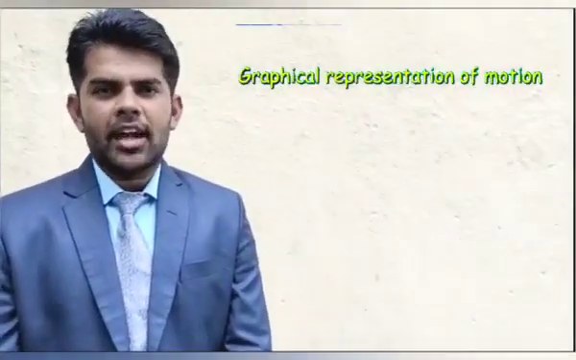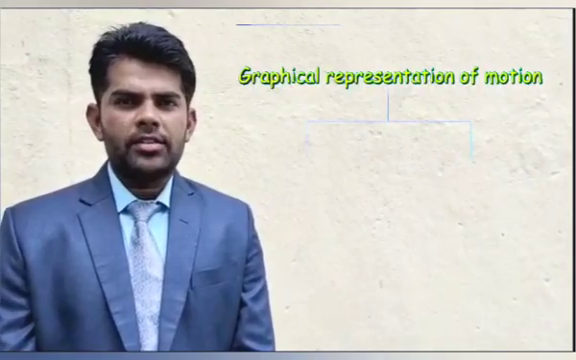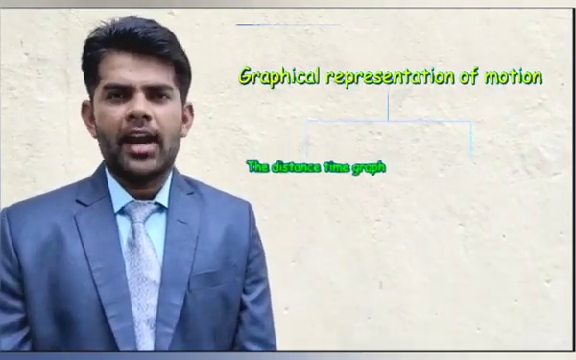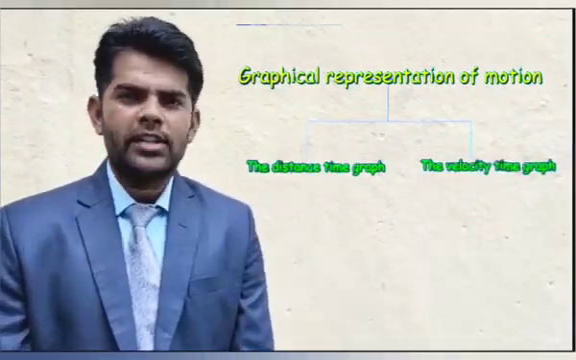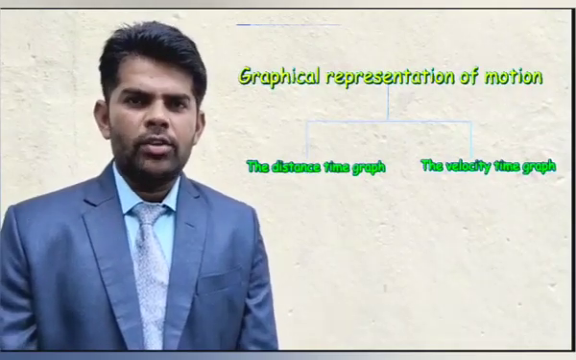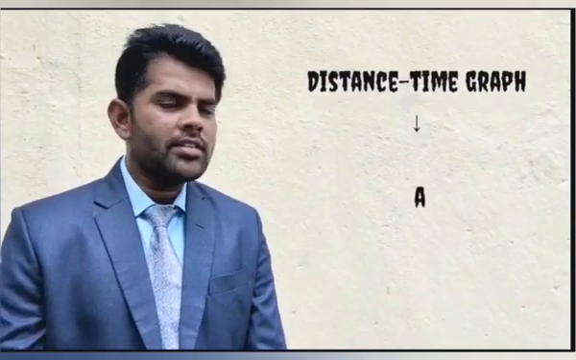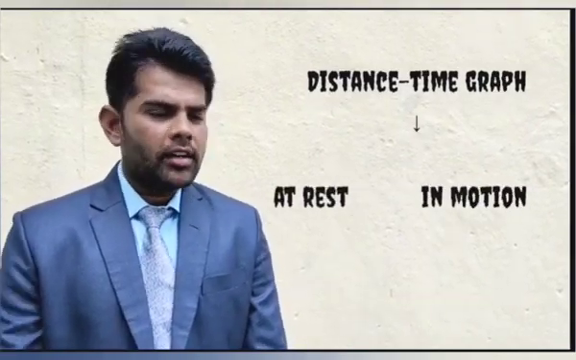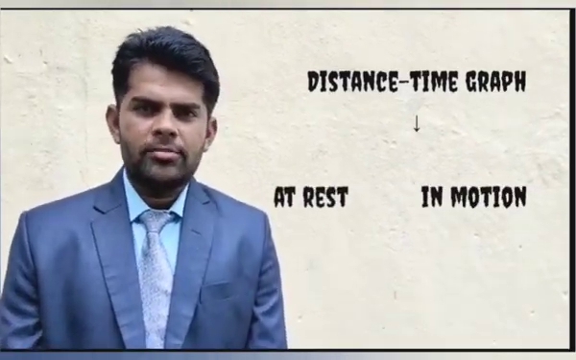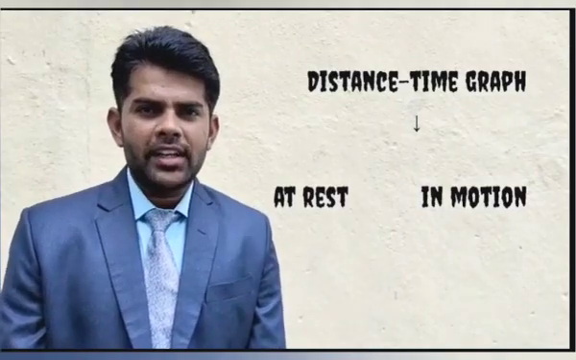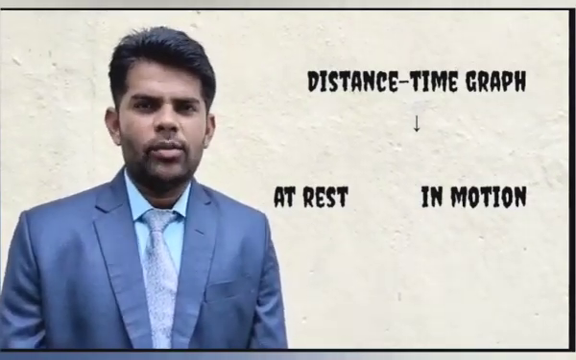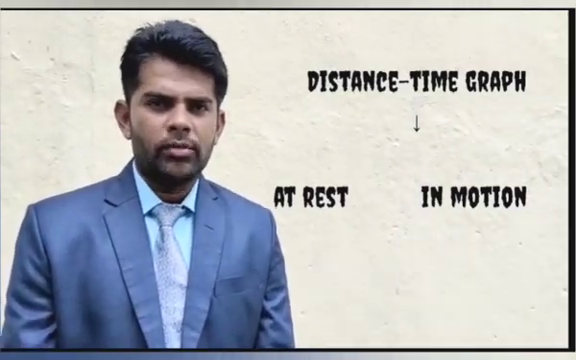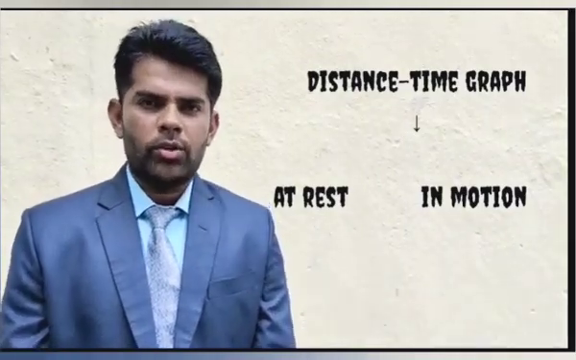We will represent this graph in two ways. First, with the help of a distance time graph, and second, with the help of a velocity time graph. But in this session, we are just going to learn the distance time graph. Now the distance time graph is studied under two conditions only. First, when the object is at rest, and second, when the object is in motion, whether uniform or non-uniform. So let's study in depth.